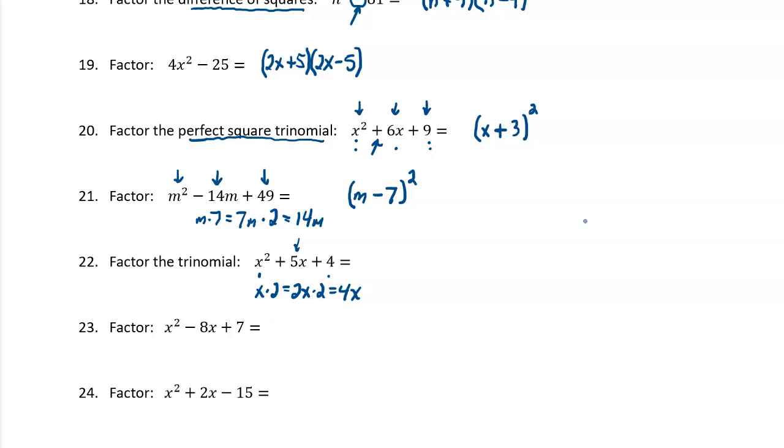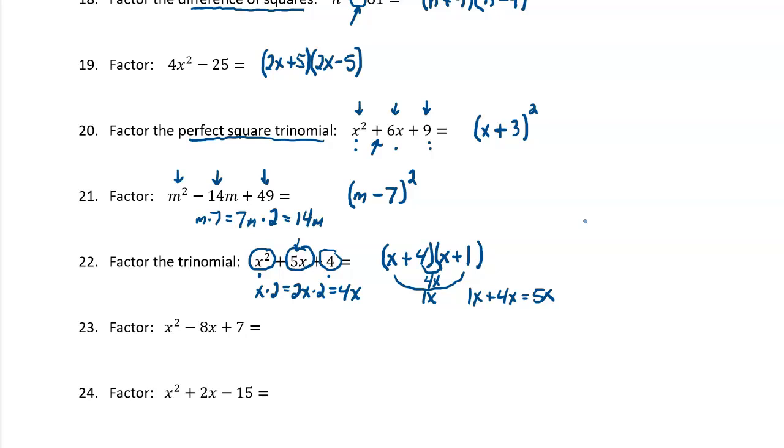It's a regular trinomial. The factoring pattern is two sets of parentheses. X times x creates the x squared. 4 times 1 creates the 4. If we use a positive 4 and a positive 1 and figure out the outer product and the inner product, those add up to 5x. And that's the middle term.